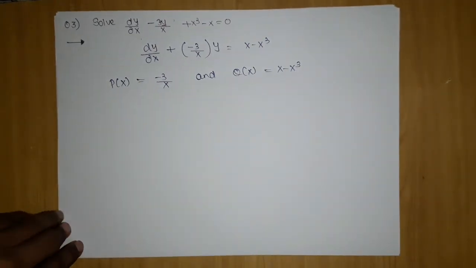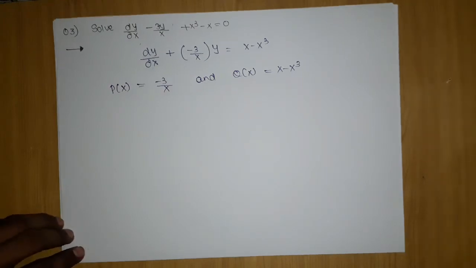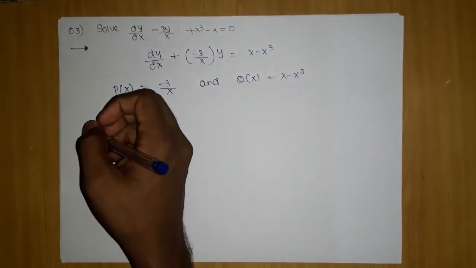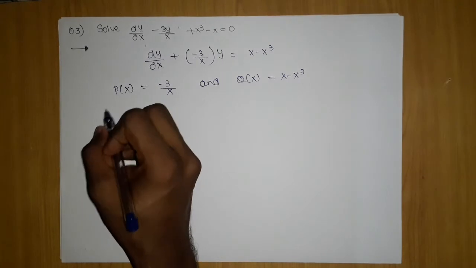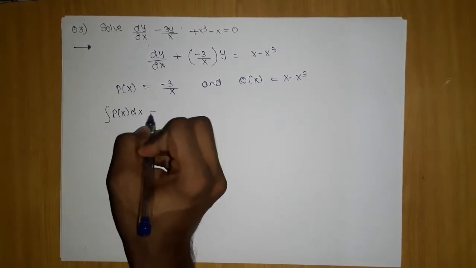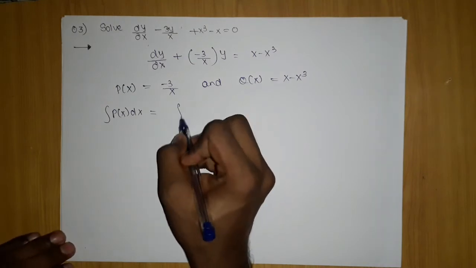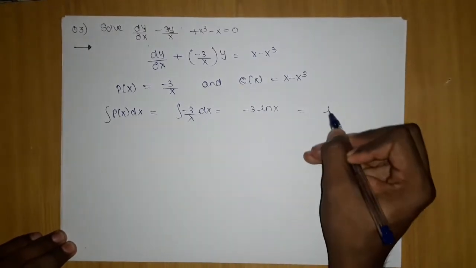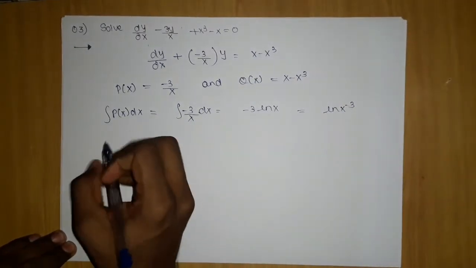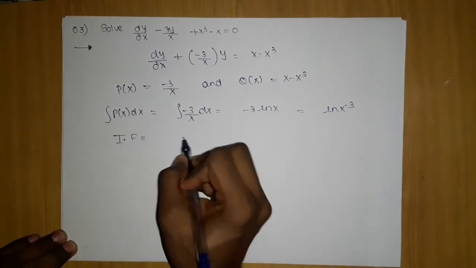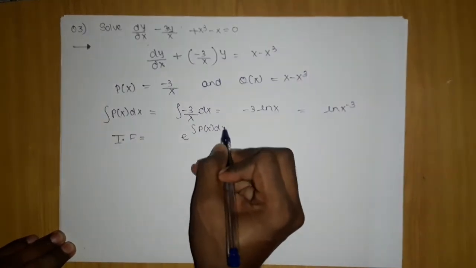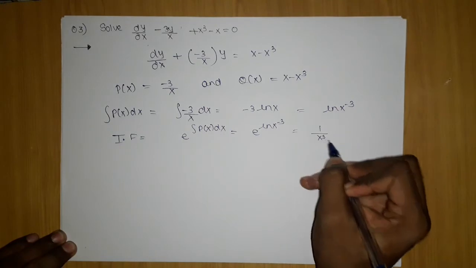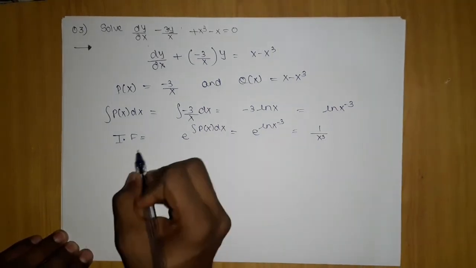After this, we have to look for the integral of p of x dx, because it is the term which appears in our integrating factor. If we substitute minus 3 by x into dx, it is minus 3 ln x, which is nothing but ln x to the power minus 3. Now the integrating factor is e to the power integral p of x dx. If you substitute that, e to the power ln x to the power minus 3, which is 1 by x cube, don't you think?